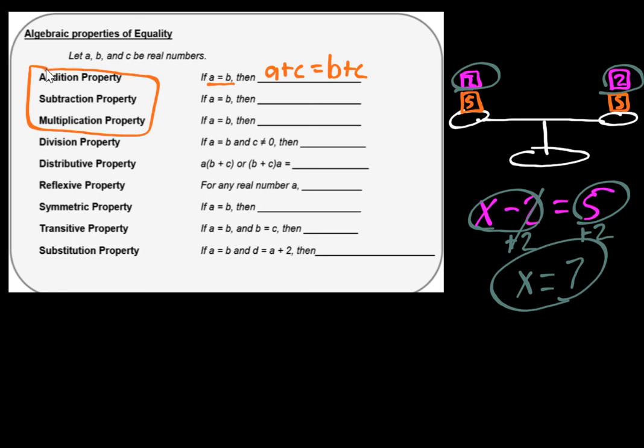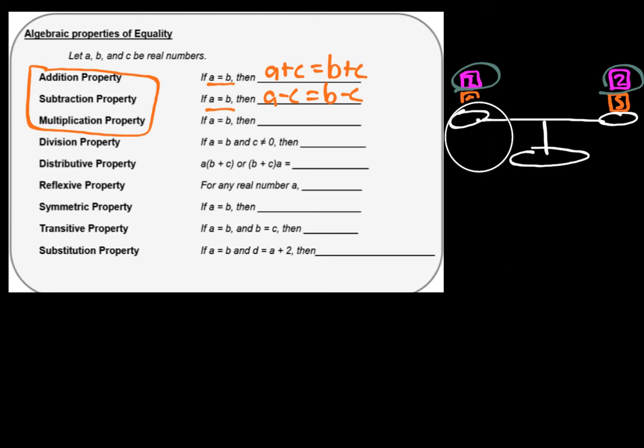The subtraction property is pretty much the same thing. If A equals B, then A minus C equals B minus C. This is the same concept. So I'm going to come back over here to my scale. Let's imagine we have a couple weights on the scale: a 5-pound weight and a 2-pound weight on both sides of the scale. The subtraction property says that if I have a balanced scale and I take away the same amount from both sides, I'm still going to have a balanced scale.